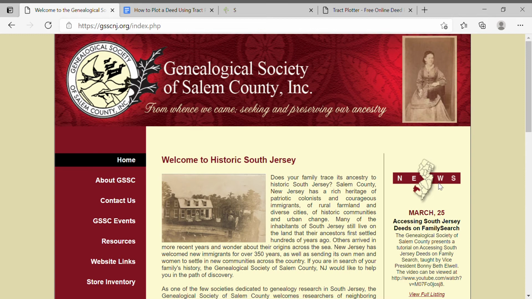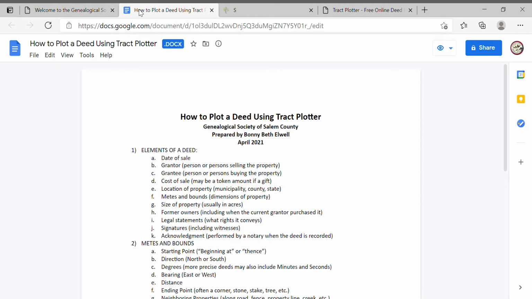I am excited to present our next installment of virtual programming. Today I will be explaining how to plot a deed using Tract Plotter. Previously I explained how to access deeds on Family Search. Today we're going to examine one deed in more detail.